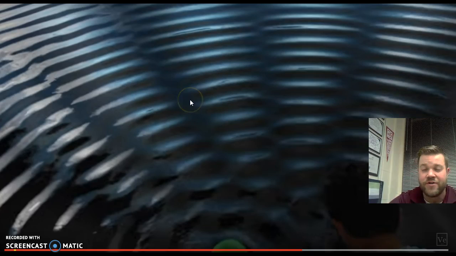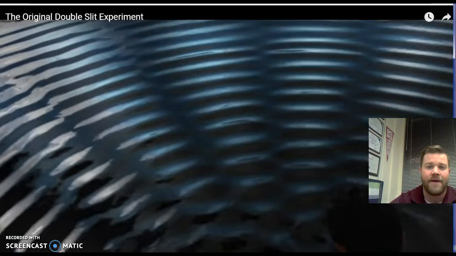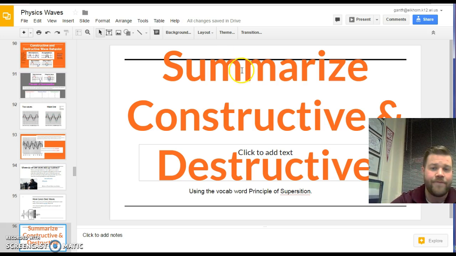Where the destructive points happen is these dark little alleys, okay? And that is where they're breaking each other apart, and there's no wave there at all. It looks almost flat, like a flat surface in the water. This is an example of how we did it on waves as far as light as well as here on the water. Okay, so I think the video does a really nice job explaining that for us as well.